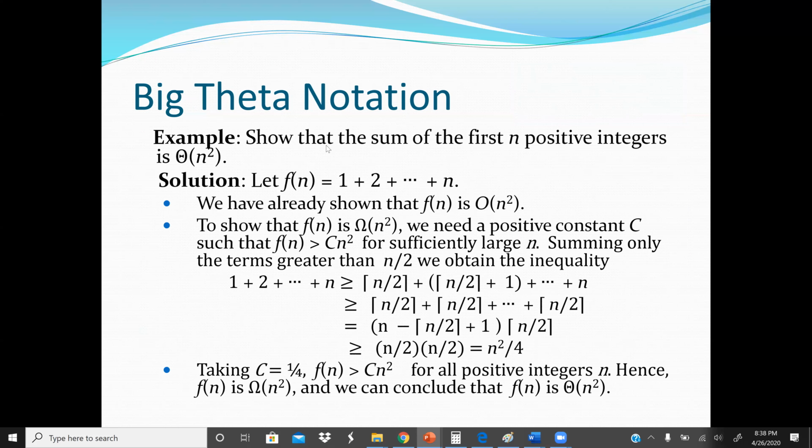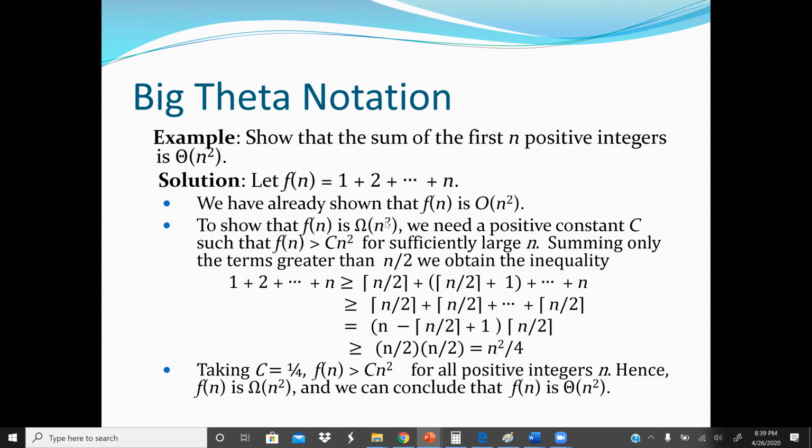So that's an example here. They say we should show that the sum of the first n positive integers is big theta n squared. So our first n positive integers will be 1 plus 2 plus 3 up to n. And we have already shown that f(n) is big O n squared. To show that f(n) is big omega n squared, we need a positive constant c such that f(n) is greater than c n squared for sufficiently large n.